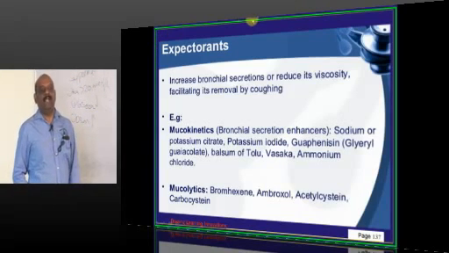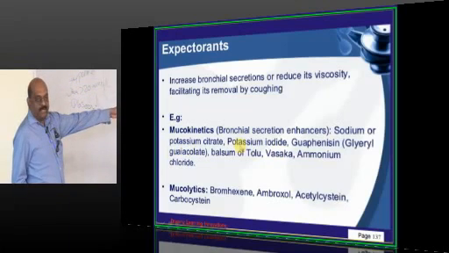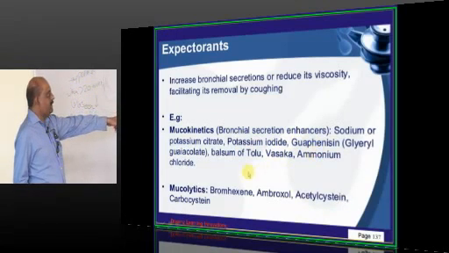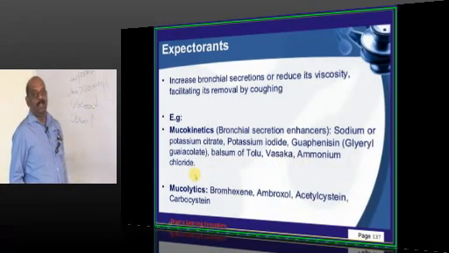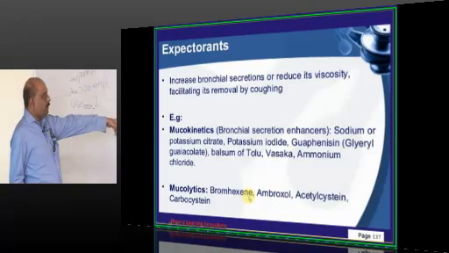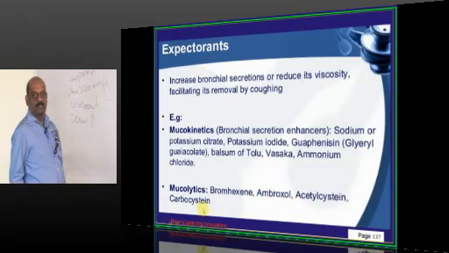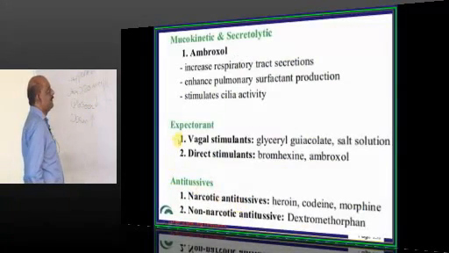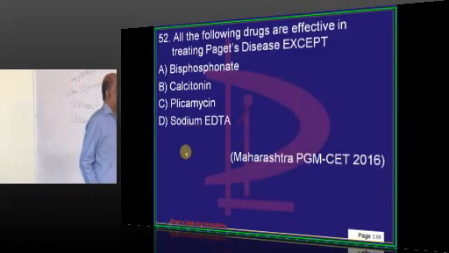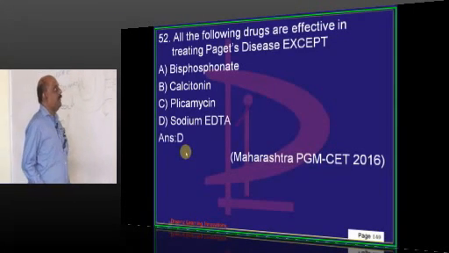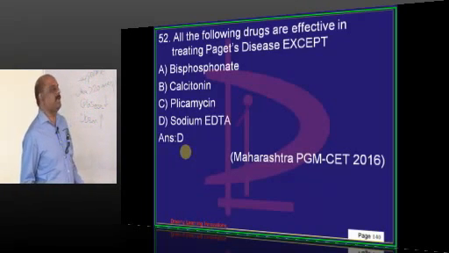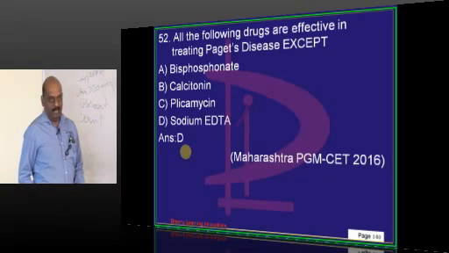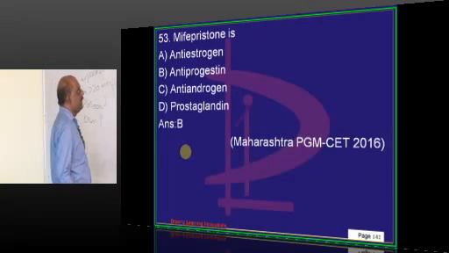Mucokinetics means they will enhance the secretions of the bronchi. Sodium potassium citrate, potassium iodide, guaifenesin, balsam of tolu and ammonium chloride. Mucolytics are bromhexine, ambroxol, etc. They are all mucolytics. Then doctor, Paget's disease, what will you use? We use plicamycin, calcitonin, bisphosphonate to counter the hypercalcemia and osteoclastic resorption in case of Paget's disease.